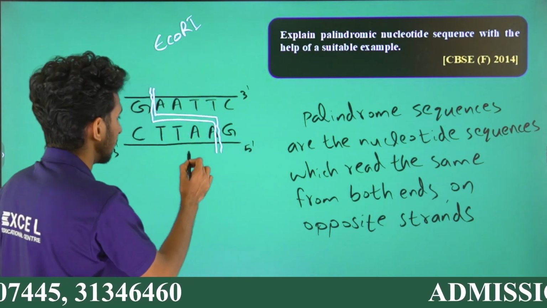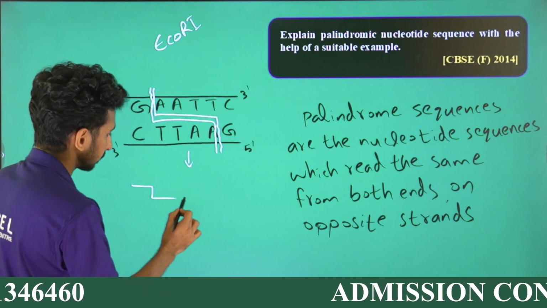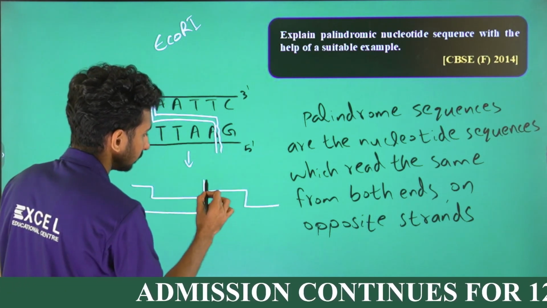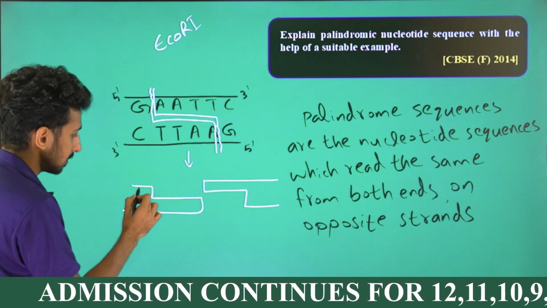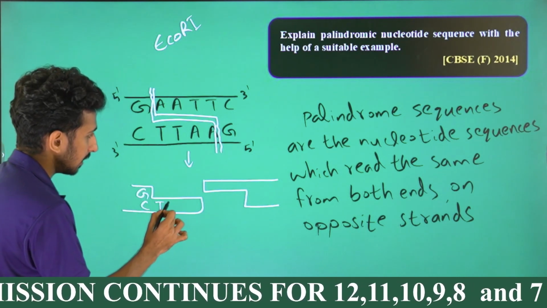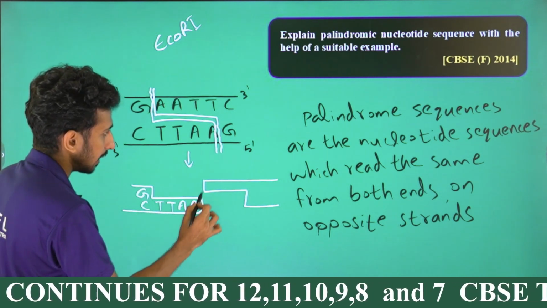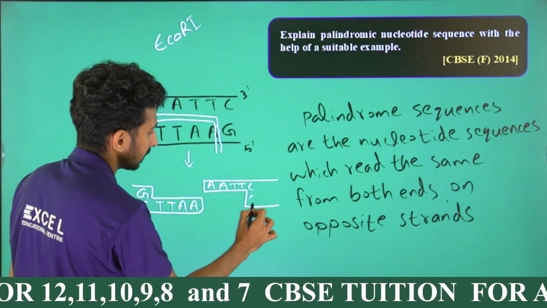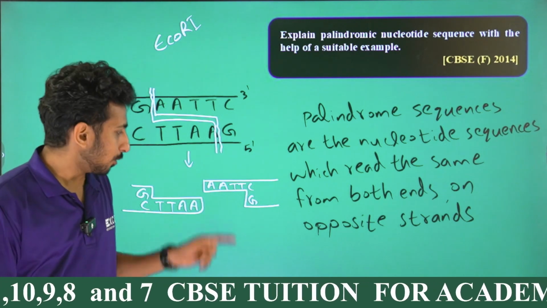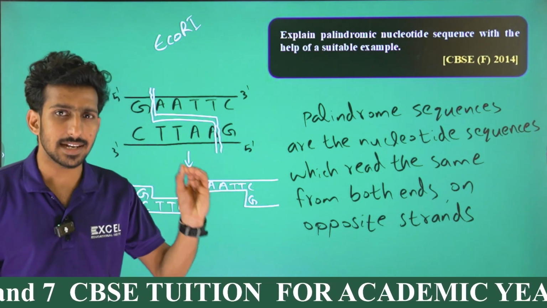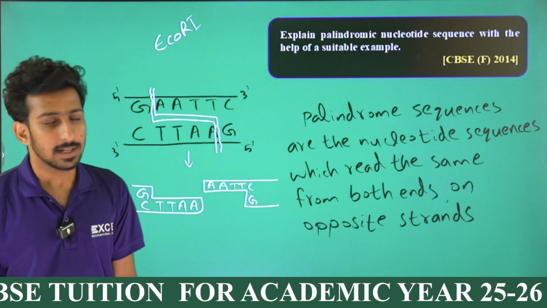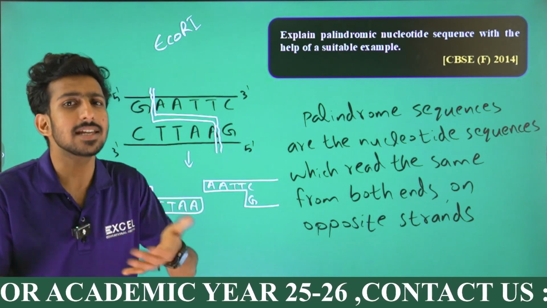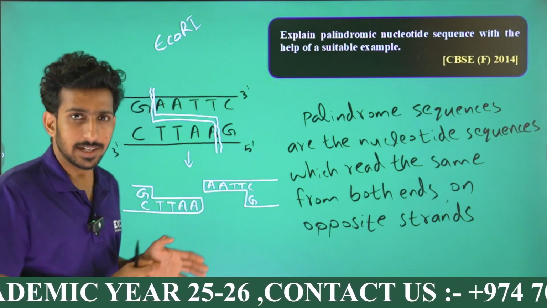After cutting, the portions will be like this. One piece and the other piece will be like this. Here G, C, T, T, A. Here also A, T, T, C, G. Got it. Now these ends are single-stranded overhanging stretches. They can be combined by using ligase. So these are sticky ends.